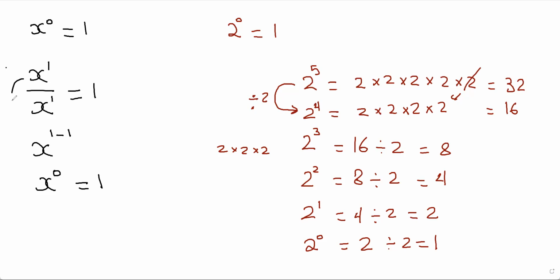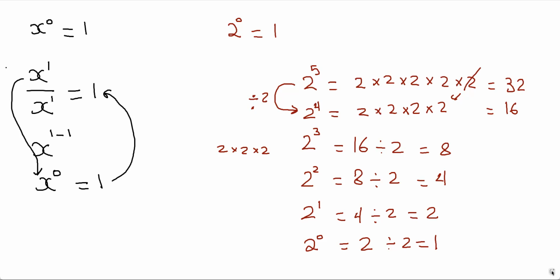So that's another proof of how x to the 0 equals 1. That's the proof. x to the 1 divided by x to the 1 gives me 1. And x to the 1 divided by x to the 1 is the same as x to the power of 1 minus 1. And 1 minus 1 gives me x to the 0. So therefore, it's that.